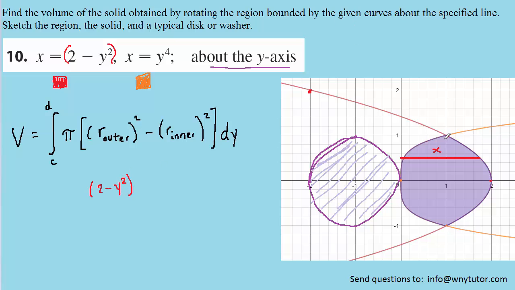For the inner radius, we'll take a similar approach. We'll mark a point somewhere along that curve that we had represented in an orange color, so perhaps right here. We'll draw a distance to the axis that we're revolving around, which again is the y-axis, and that distance right there, because it's horizontal, is also an x value. And we know that for that orange curve, x was equal to y to the fourth. So in short, the inner radius is going to be y raised to the power of 4.